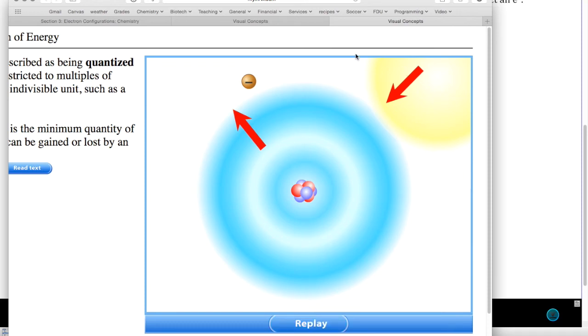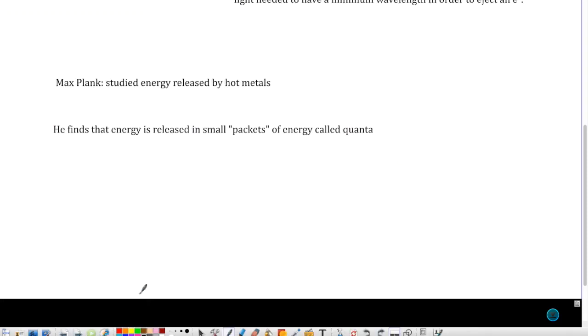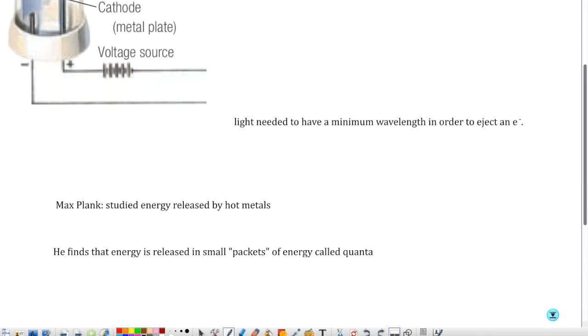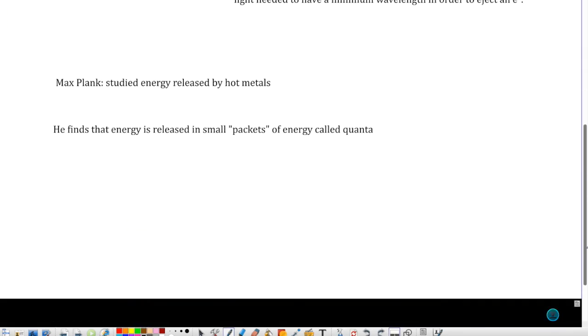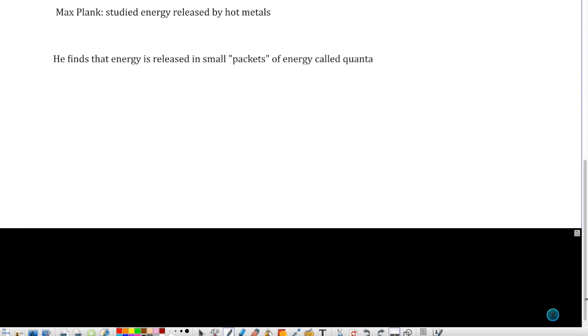Okay, so there's a lot of good stuff in there. I really like the analogy of the golfer, right? So Planck finds that the energy is released in small packets that he calls quanta, and he uses this to explain why light needed a minimum wavelength in order to eject electrons. So he was actually able to relate the energy of light to the frequency of light. And he said that they're actually directly proportional if you add a constant.